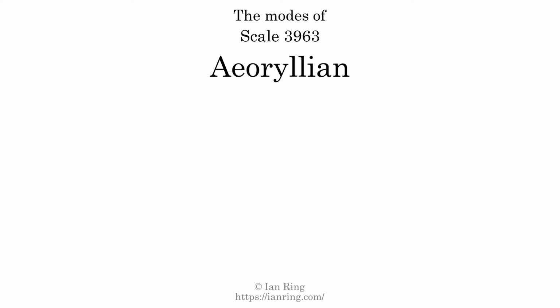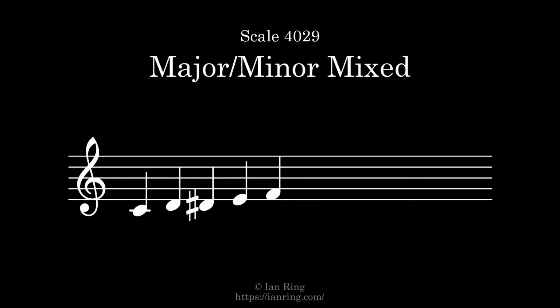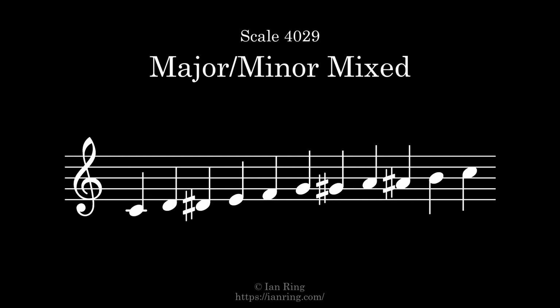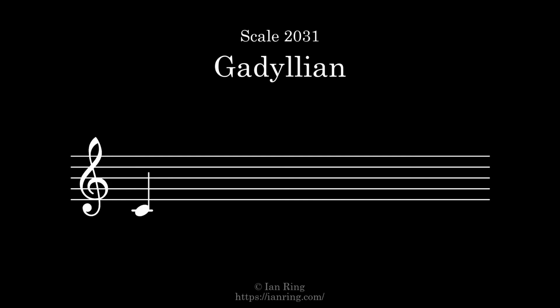This scale has 10 modes. The first mode is itself. The second mode is scale 4029, also known as major minor mixed. It sounds like this. The third mode is scale 2031, also known as Aeoryllian. It sounds like this.